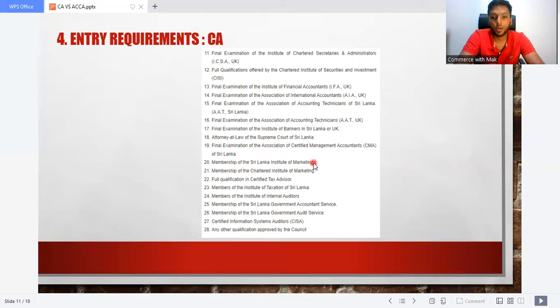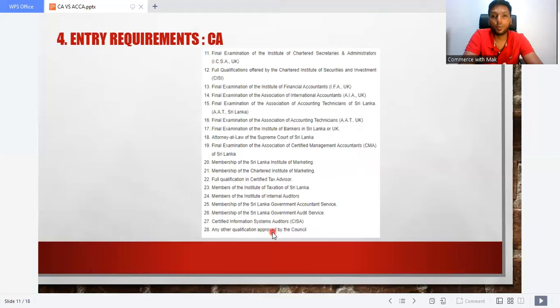of the Sri Lanka Institute of Marketing, SLIM, membership of the Chartered Institute of Marketing, CIM, full qualification in Certified Tax Advisor, members of the Institute of Taxation of Sri Lanka, members of the Institute of Internal Auditors, members of the Sri Lanka Government Accountant Service, members of the Sri Lanka Government Audit Service, Certified Information System Auditors, any other qualification approved by the council. If your requirement is here, then you are very happy to join CA. If your requirement is not there, then you should think twice.